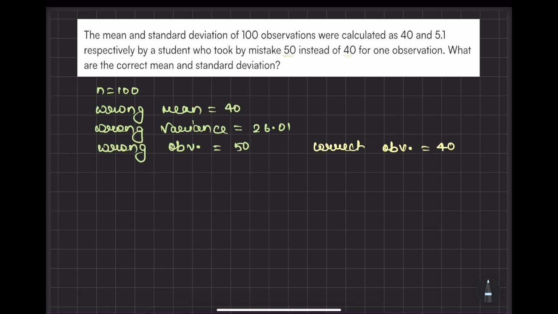Now you know that this stage is wrong. So you know that mean is the sum of all the elements divided by the number of elements. Since the wrong mean is 40 and the number of observations is 100, can I say it is 4000? So the sum of the wrong numbers is 4000. This is the wrong stage.